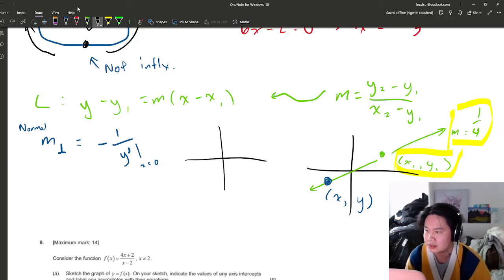Because whatever the graph looks like, you know that there's a point at (0, 1). This has a tangent gradient, and we are trying to find the normal gradient.